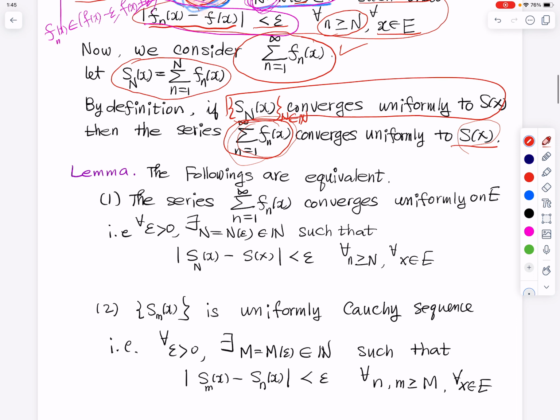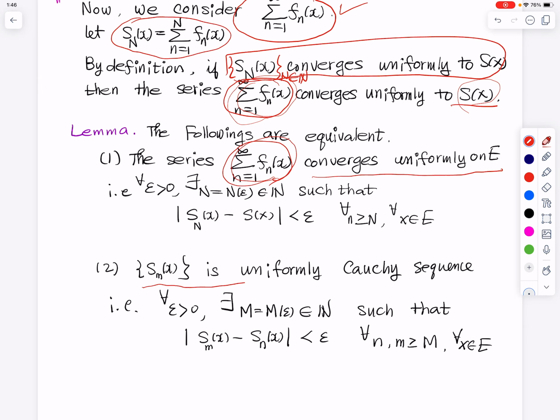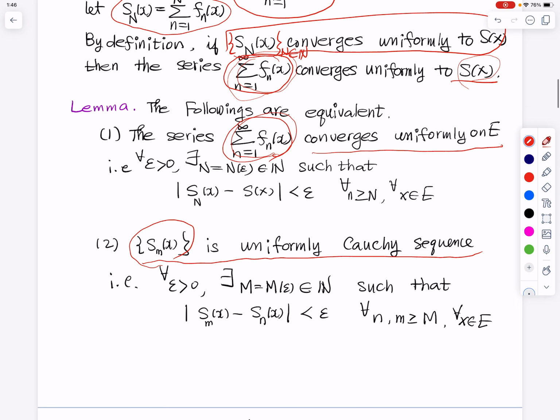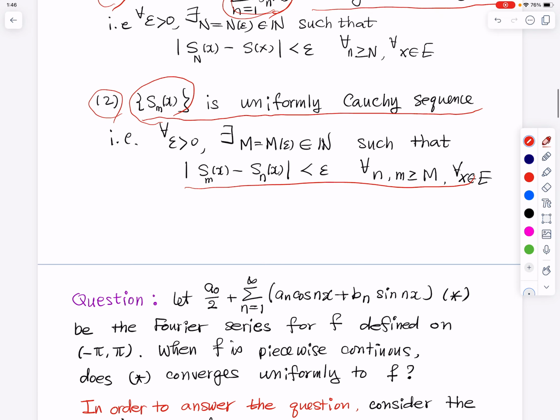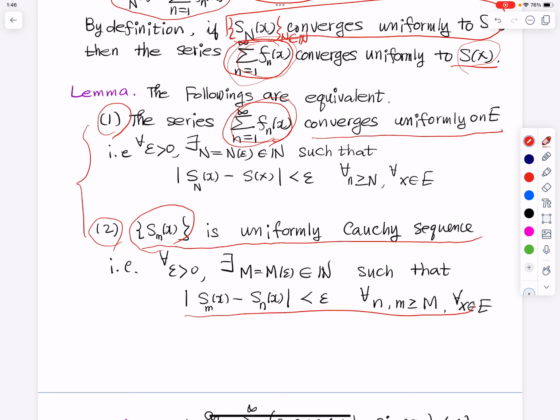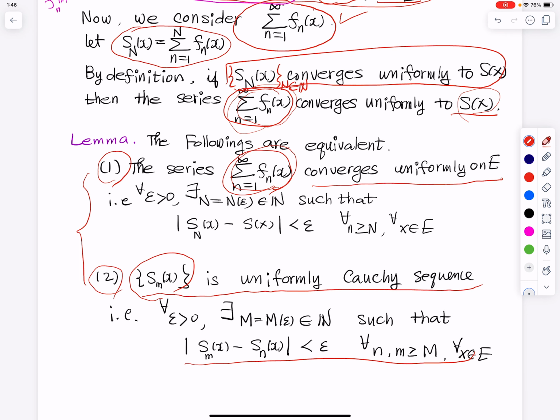So that implies that the infinite series converges uniformly on E if and only if the sequence of partial sums is uniformly Cauchy. You know that in real analysis every Cauchy sequence converges, right? So Cauchy sequences and convergent sequences are equivalent, which is why this is true. So these two are equivalent: uniformly convergent and uniformly Cauchy. I'm not going to prove this. This is one of the important properties of infinite series.